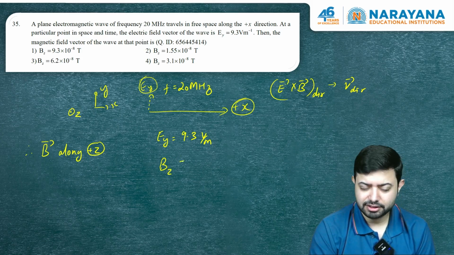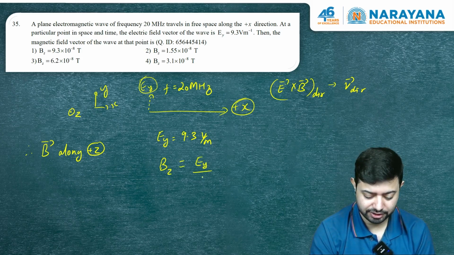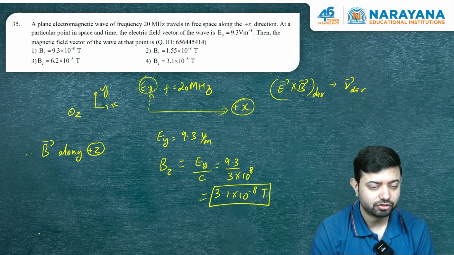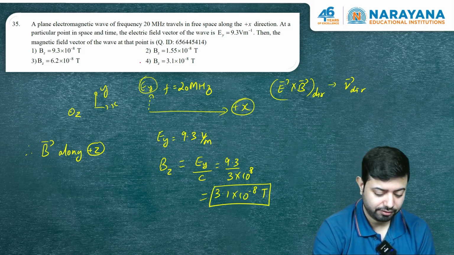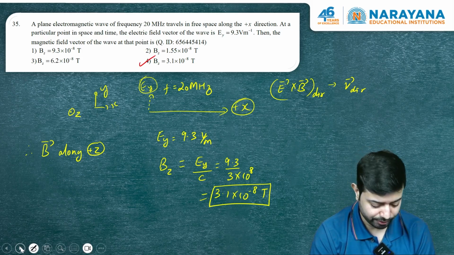Now, Bz is nothing but the formula E y magnitude divided by c, and that is 9.3 divided by 3 into 10 to the power 8. So, this will be 3.1 into 10 to the power minus 8 Tesla. That is the answer. So, which option is matching? It is the fourth option. Alright everyone. So, I hope it is clear.